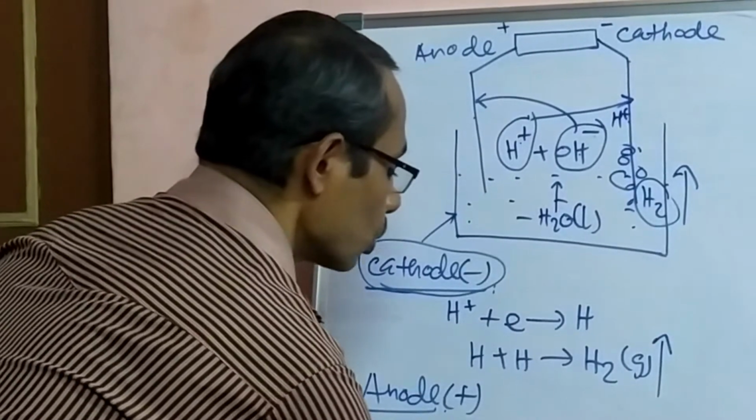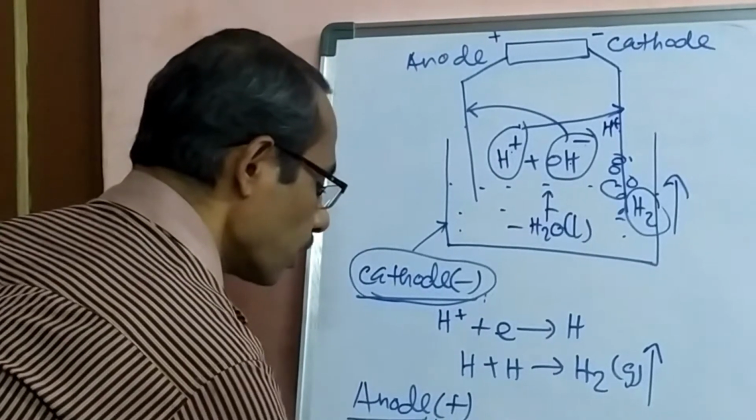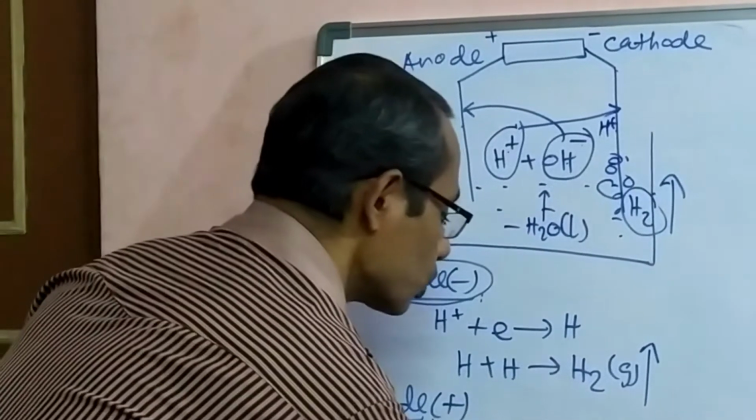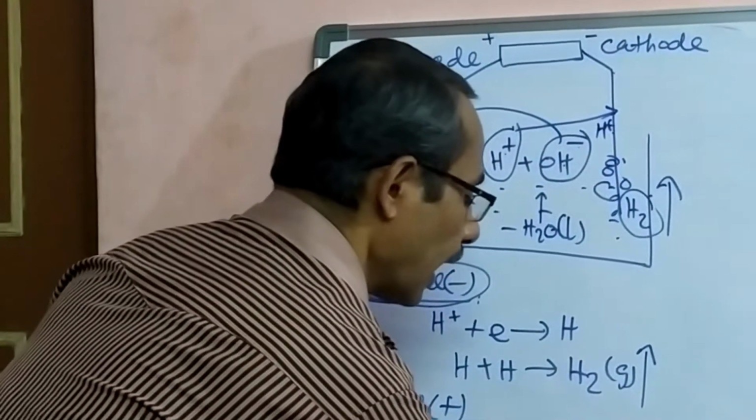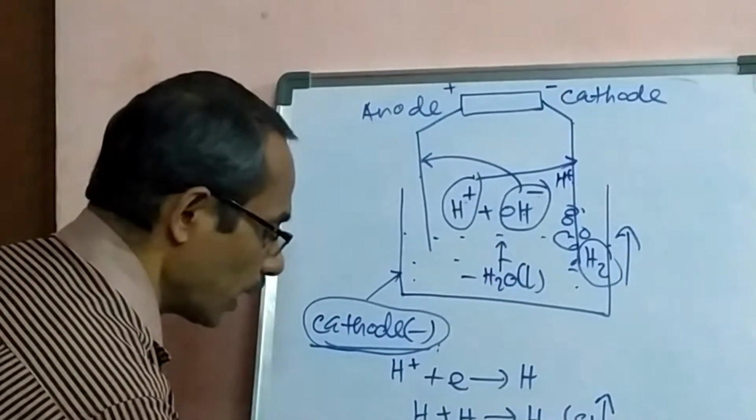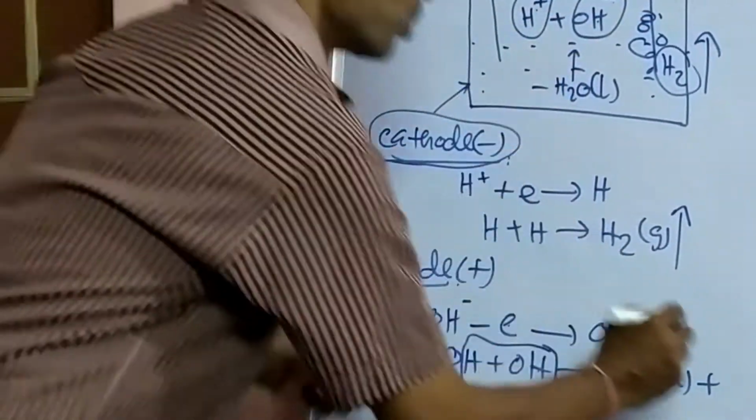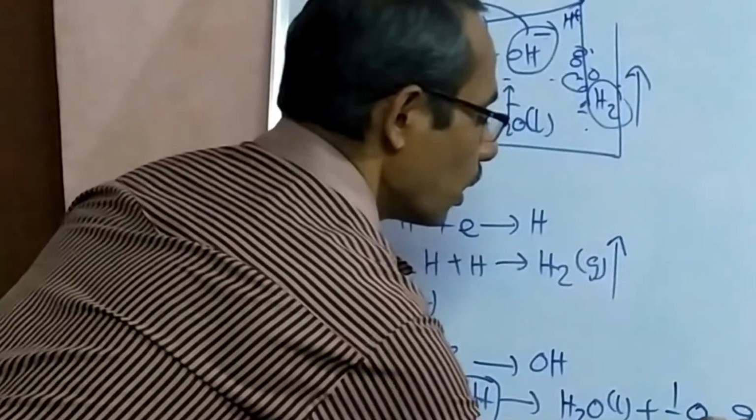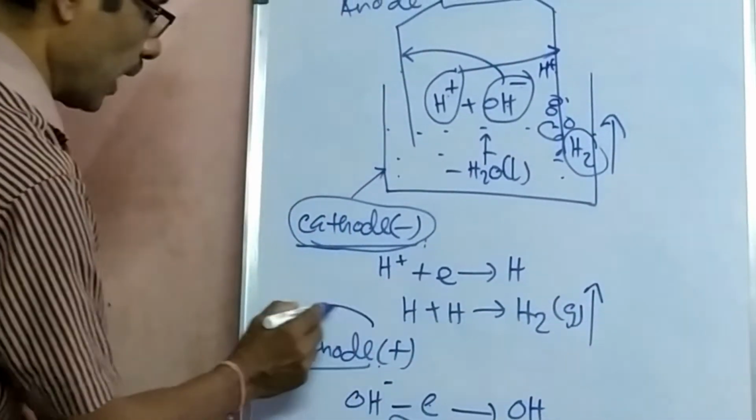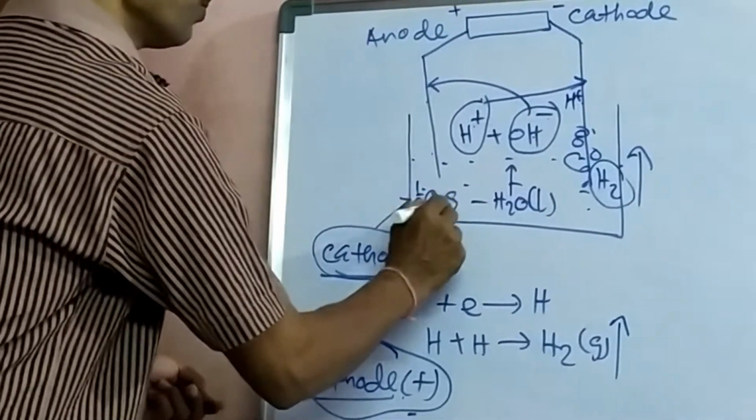What happens now? It goes to OH, right? Then what happens? Two OH combine to give rise to liquid water, H2O, and then one oxygen atom is left. I told you oxygen does not exist as a single atom. That's why it exists in the form of oxygen gas. So now the oxygen gas is produced at what? Anode. That's why at the anode oxygen gas is produced.